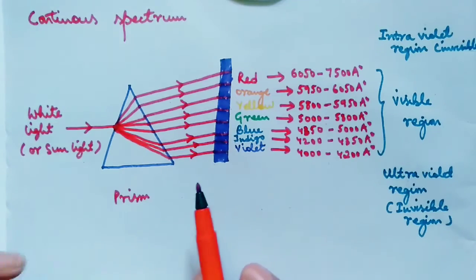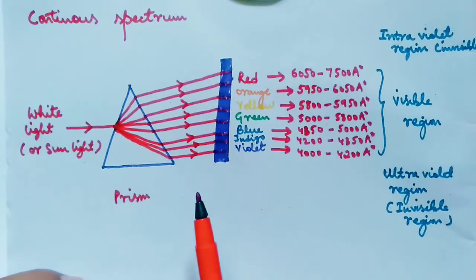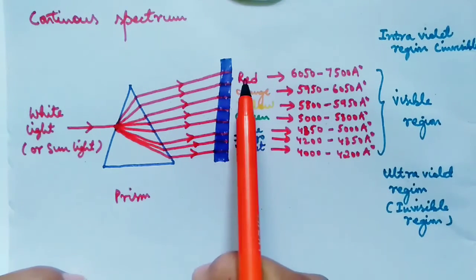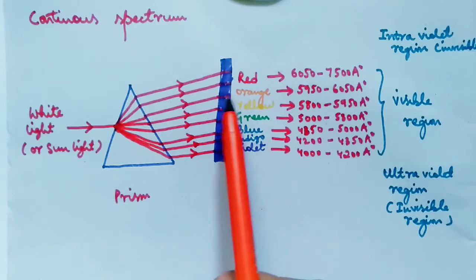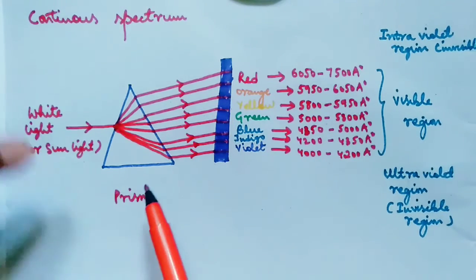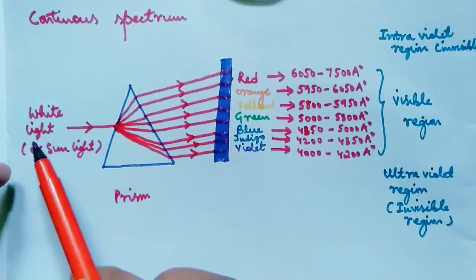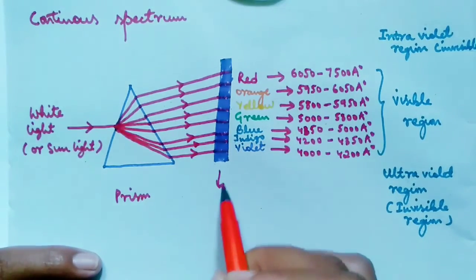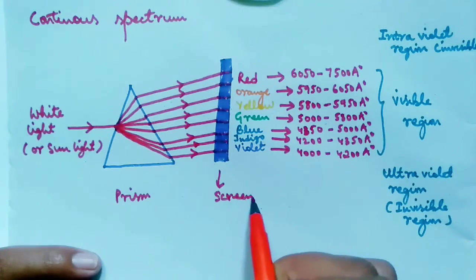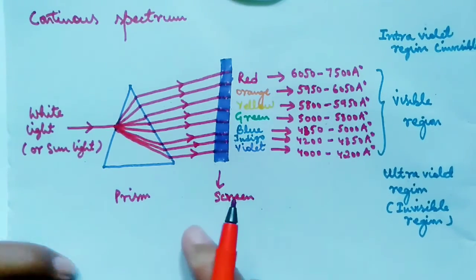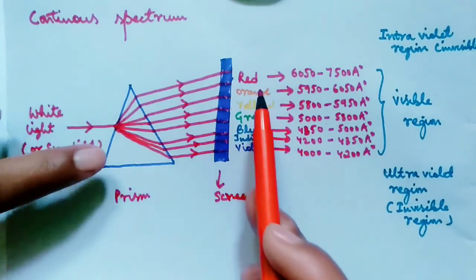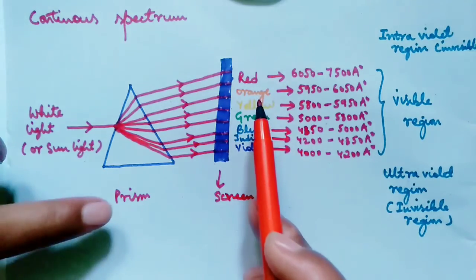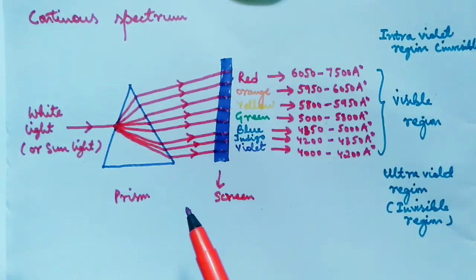So now why is this one known as continuous spectrum? Because one color merges into another without any break or discontinuity. That's why this spectrum, obtained when white light is passed through a prism and you get the different colors on the screen, is continuous, because one color merges into another color without any break. So this is the continuous spectrum.